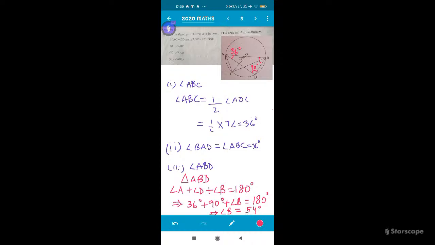A very easy question, but the concepts which you have learned in the lower classes, those have to be clear in order to solve these questions. I hope it is clear to you.